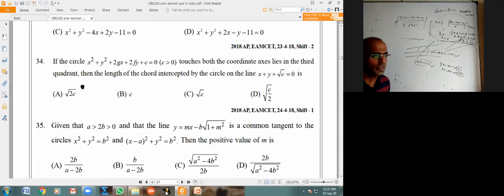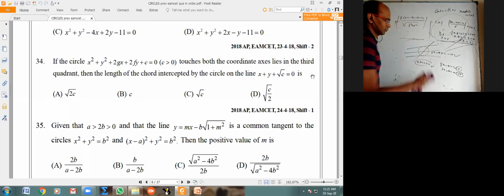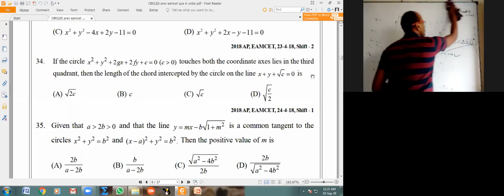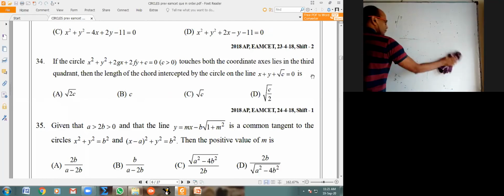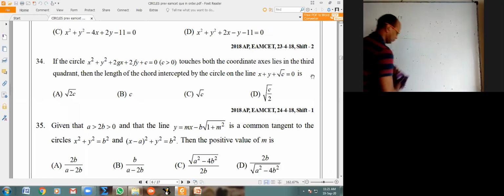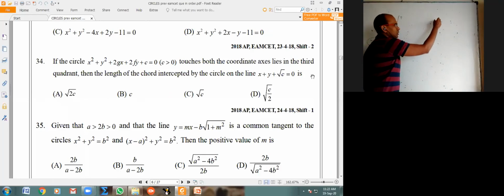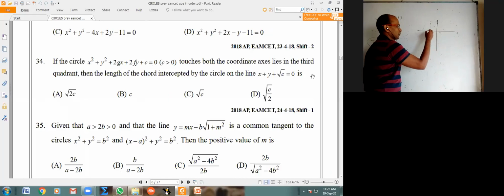Okay, somebody asking 34. If the circle touches both the coordinate axes and lies in the third quadrant, then the length of the chord intercepted by the circle on some other line. Okay. So touching in the third quadrant, it is lying like this. So your circle is like this.